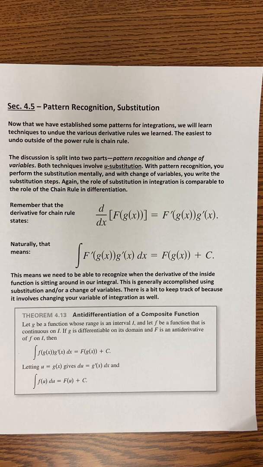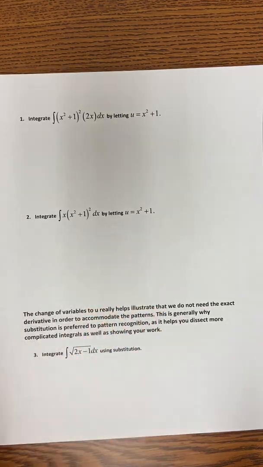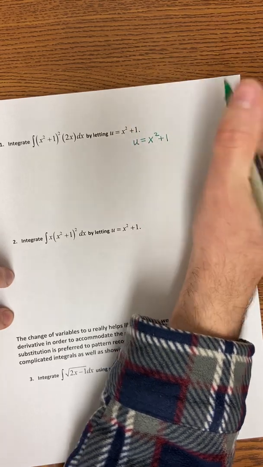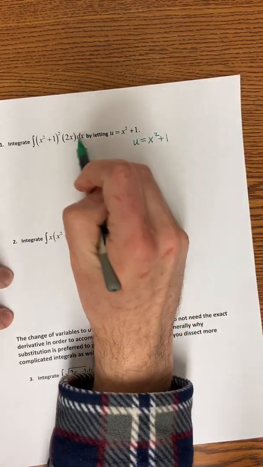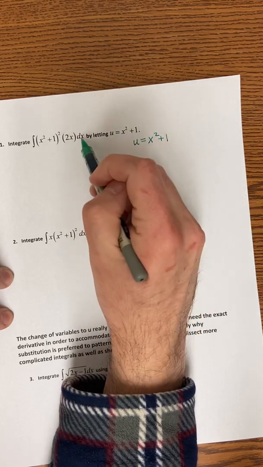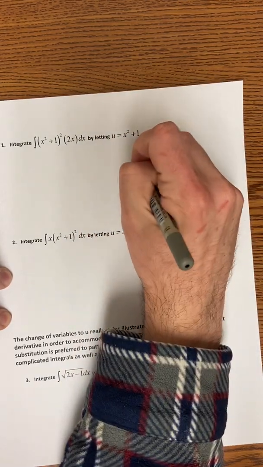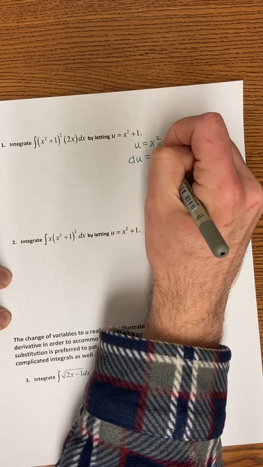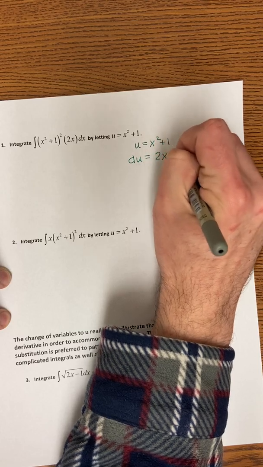Now, this is a lot of talking at you, but the easiest thing to do is to show you how this works. So we've got, for example, the integral of (x squared plus 1) squared times 2x dx by letting u equal x squared plus 1. So if we let u equal x squared plus 1, if I want to convert everything to u, I need my variable of integration to be u, which means I need the derivative of u, which is du, equal to the derivative on the right, 2x dx.